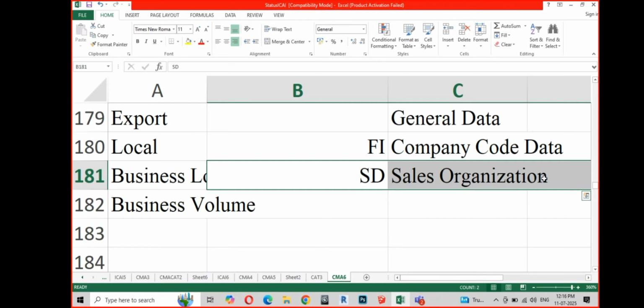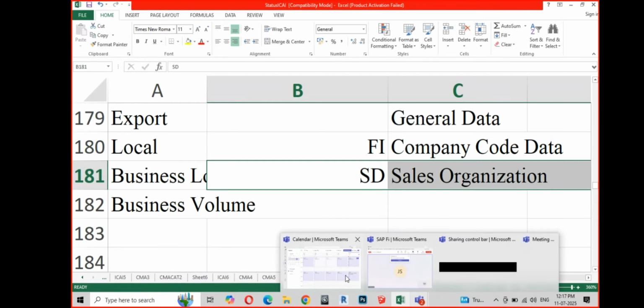Okay. So did you understand what you mean by centrally and finance specific data? I hope it was clear.